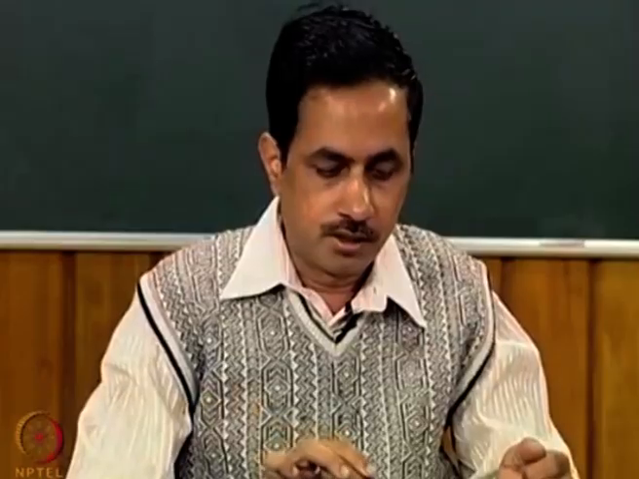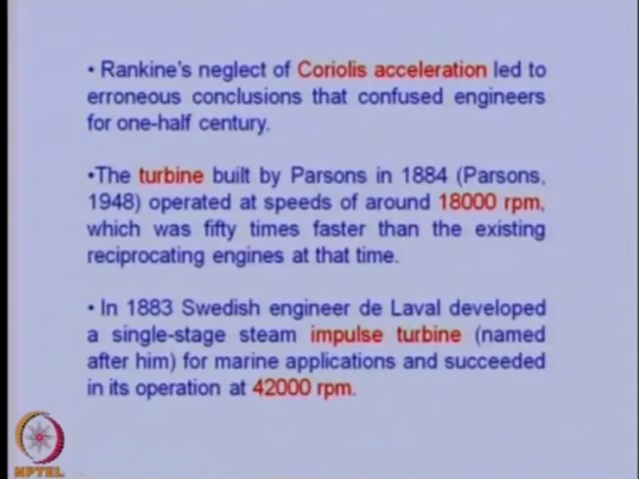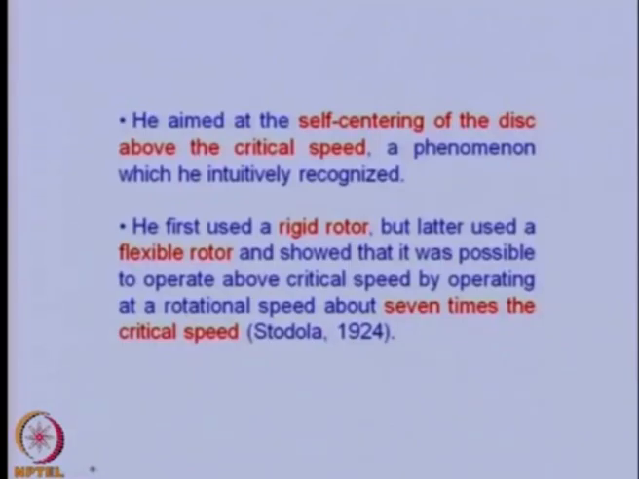Similarly, in 1883, the Swedish engineer de Laval developed a single stage steam turbine, that is the impulse turbine named after him, for a marine application, and succeeded in its operation at 42,000 rpm, which was a very high speed at that time. He aimed at self-centering of the disk above the critical speed, a phenomenon which he intuitively recognized, and which contradicted Rankine's prediction that you cannot operate rotors beyond a certain speed. But in the actual test rig he was getting self-centering of the rotor when operating above the critical speed.